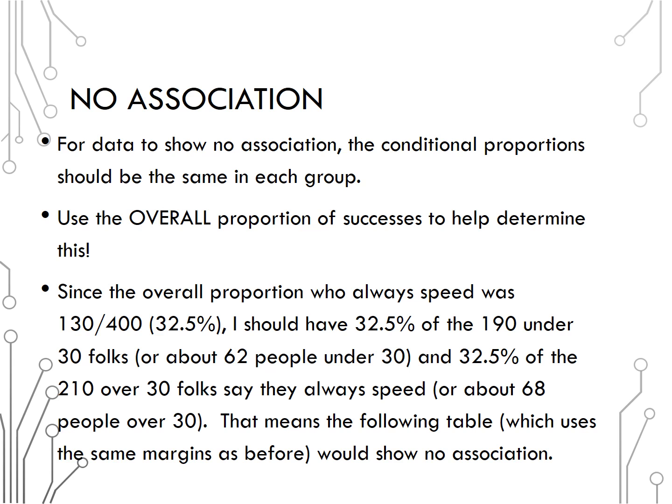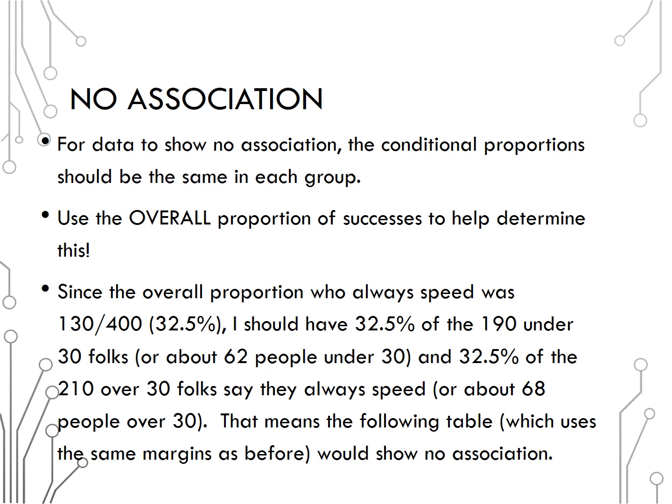In a table, what would no association between our variables look like? In order to show no association, the conditional proportion should be the same in each group. That does not mean both groups need to have 0.5 as the conditional proportion. In this example, it would simply mean that the proportion who always speed is the same in the over 30 and the under 30 group.